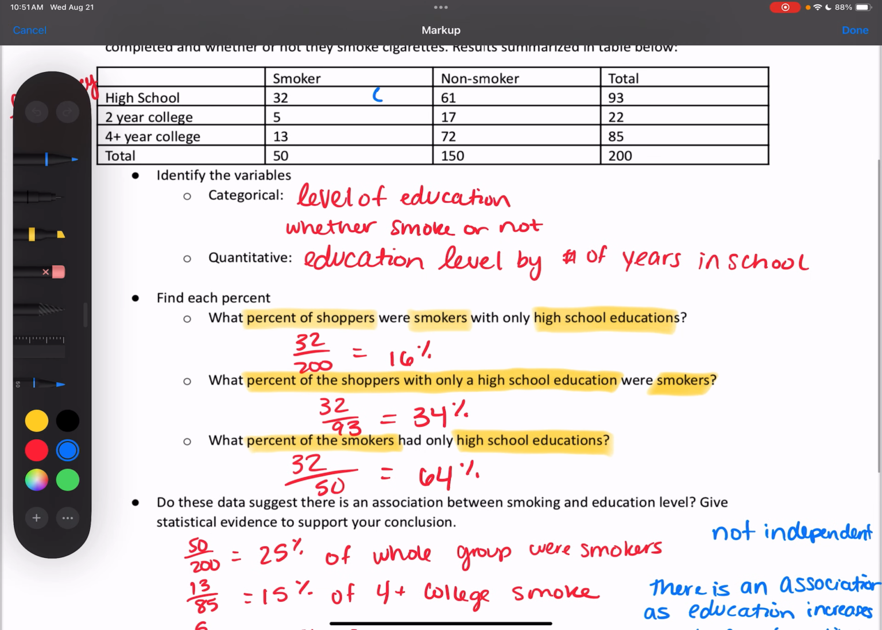So 64% is there. For the percent of smokers that had 2-year education, we would do 5 out of 50, so that would be 10%. For 4-year, it would be 13 out of 50, which is 26%. And so those percentages obviously should add up to 100.